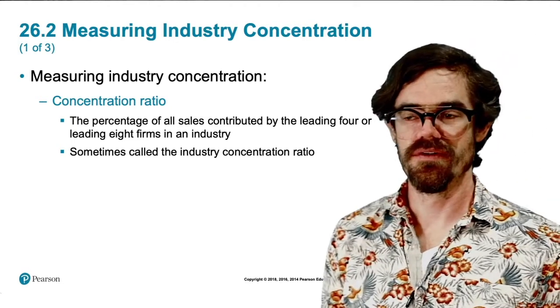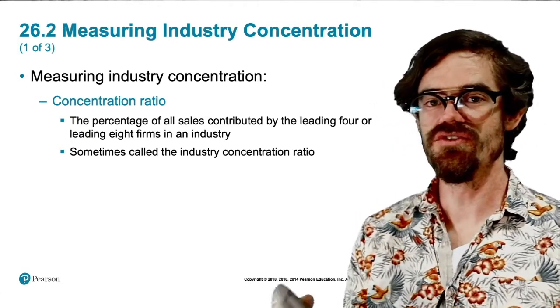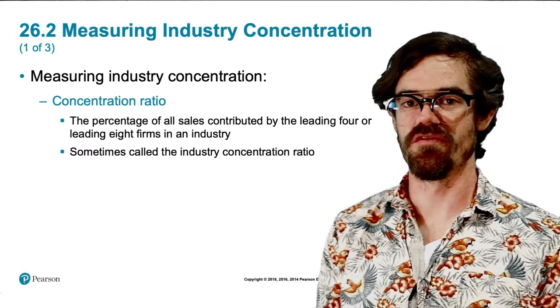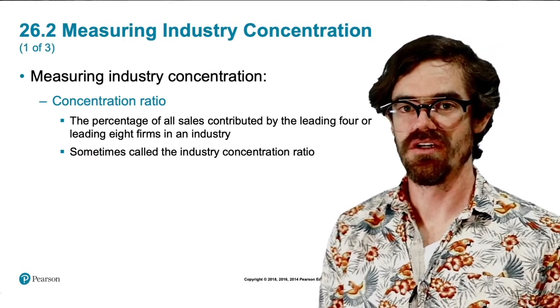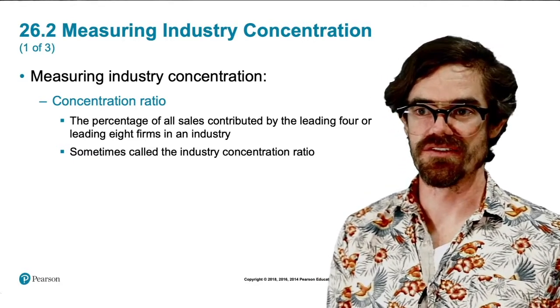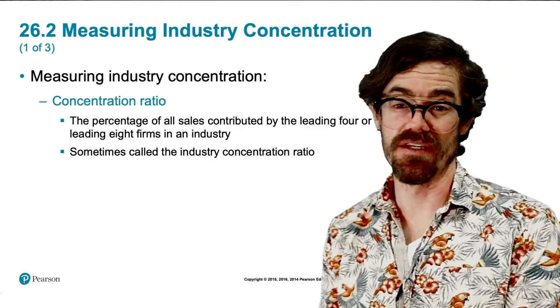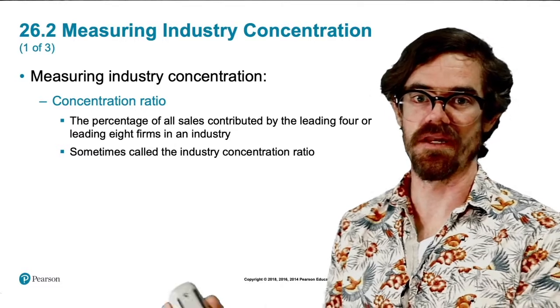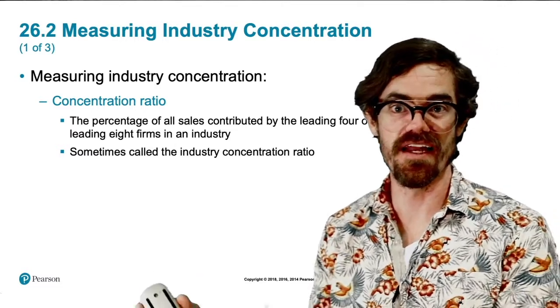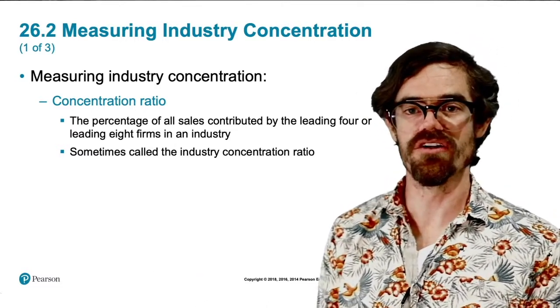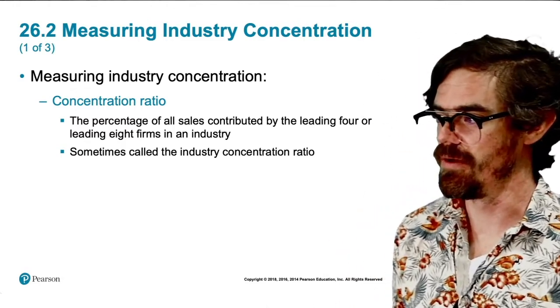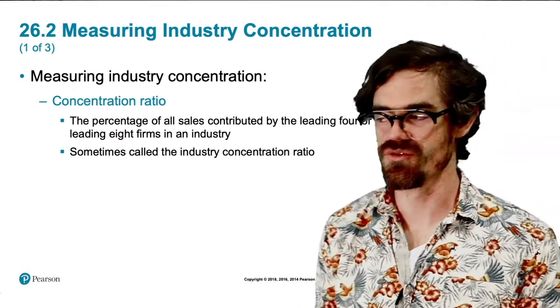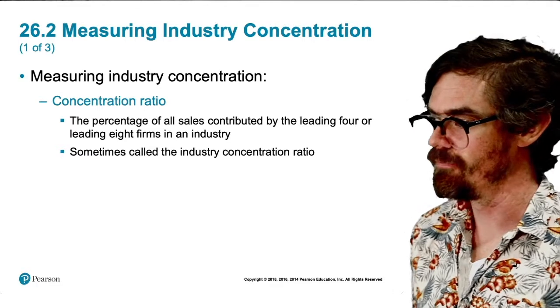All right, so it's useful to have a way to measure how much of an oligopoly is like a monopoly. How close is the industry to being a monopoly? If it's not, if there's more than one firm, how close is it to being that? There are different measures, and one of them is called a concentration ratio.